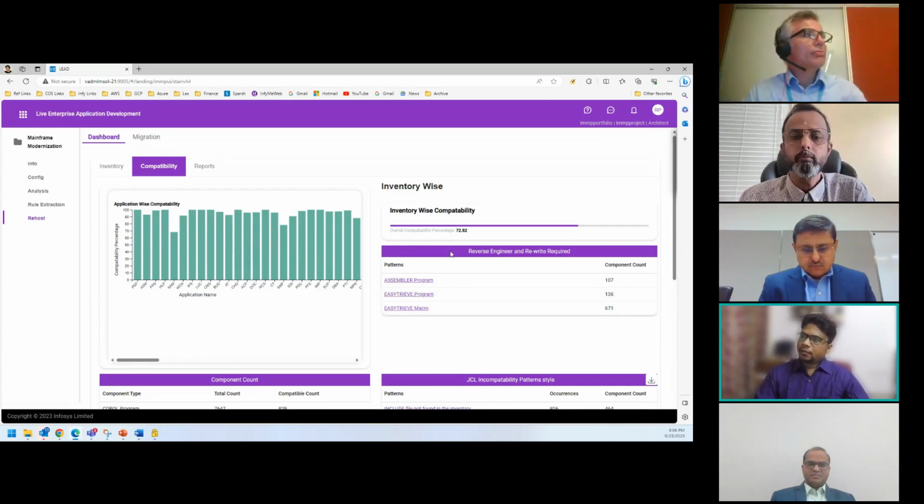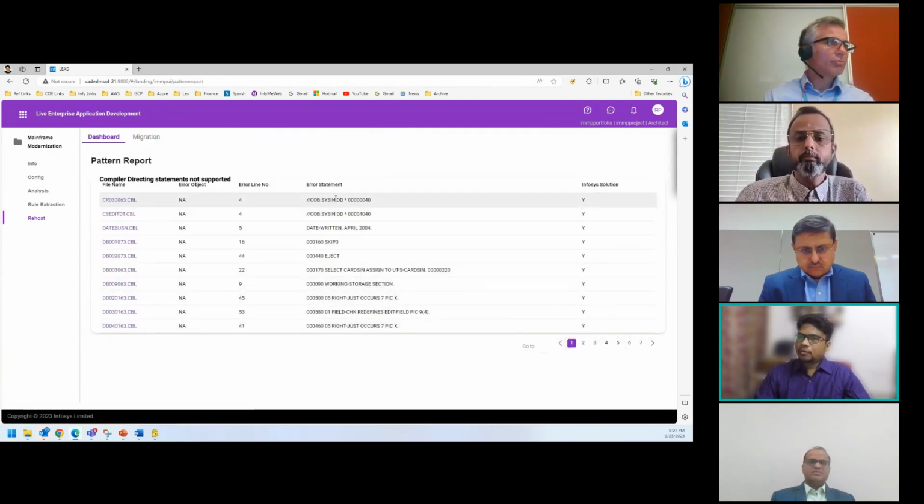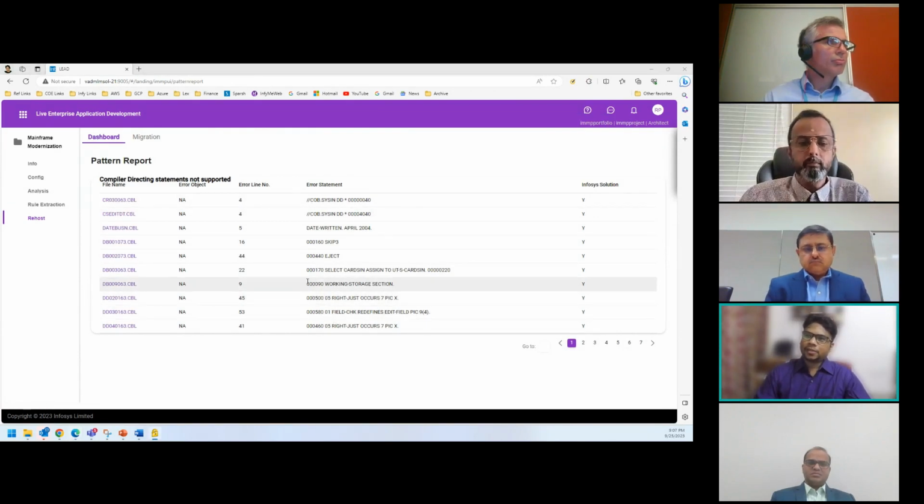Note that when it says COBOL is compatible, we also know very well that within COBOL there are a lot of verbs and statements which may not be so compatible. So this platform not only tells which type of component is not compatible, but even for the compatible components, what verbs and others are not supported. For example, for compiler directives, it will tell what the keyword is and what is not supported. All in all, at the end of this exercise, we will have very good information about how much effort we need to fix all these things and take decisions which will help us do the migration in a very efficient way. So that brings us to the end of the second part of the webinar.